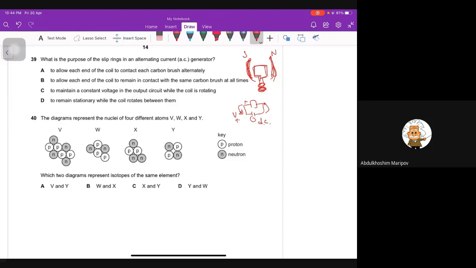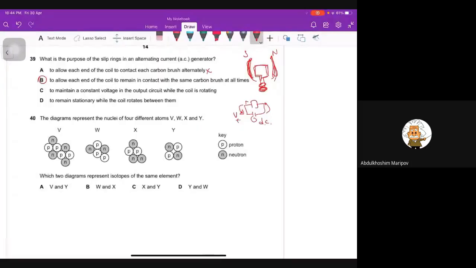They will make it plus again. So what they will do, actually, is to allow each end of the coil to remain in contact with the same carbon brush all the time. Yes, exactly. So they use slip rings. There are two slip rings. One will collect from this side, one from the other side. Once it rotates, this will touch the left slip ring, and the right one will touch the second slip ring. It's called a slip ring.